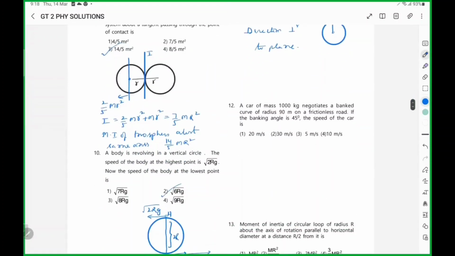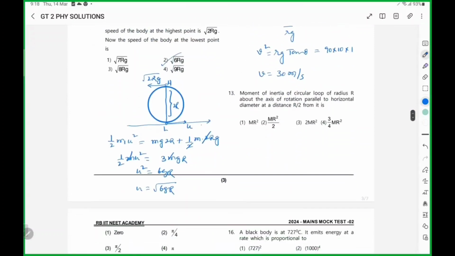A car of mass m negotiates a banked curve on a frictionless road. For the banking angle, we have a formula. The speed of the car will be, R here is 90, g is 10 and angle 45. V here is 30 meter per second.